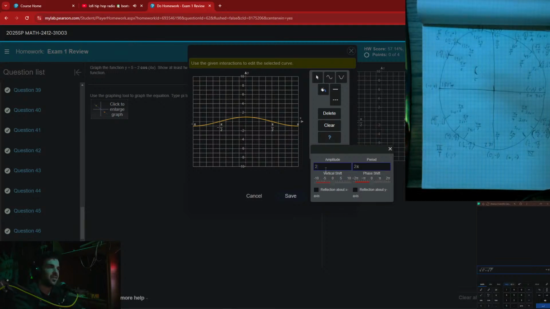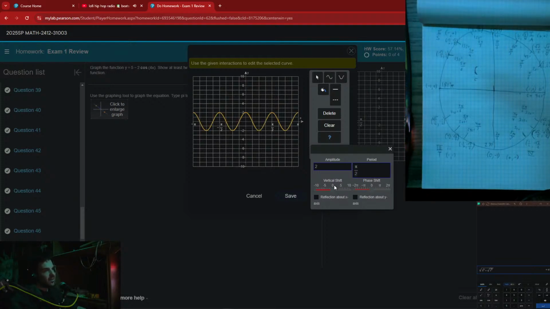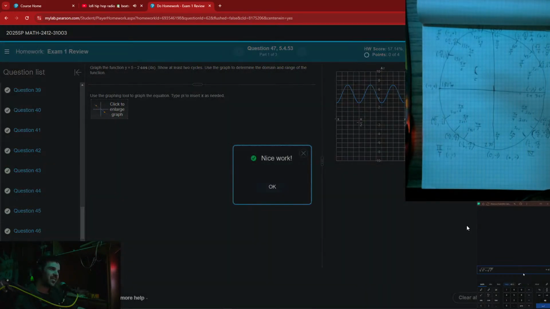Amplitude is 2. Period is 2 pi over 4, which is just pi over 2. Vertical shift is +5, and then there's a reflection. Is there? Yeah. Oh, okay. That's what everyone has been talking about in class. About this thing where if you do the reflection last, it ruins everything. That's gotta be it, right? Nice work.